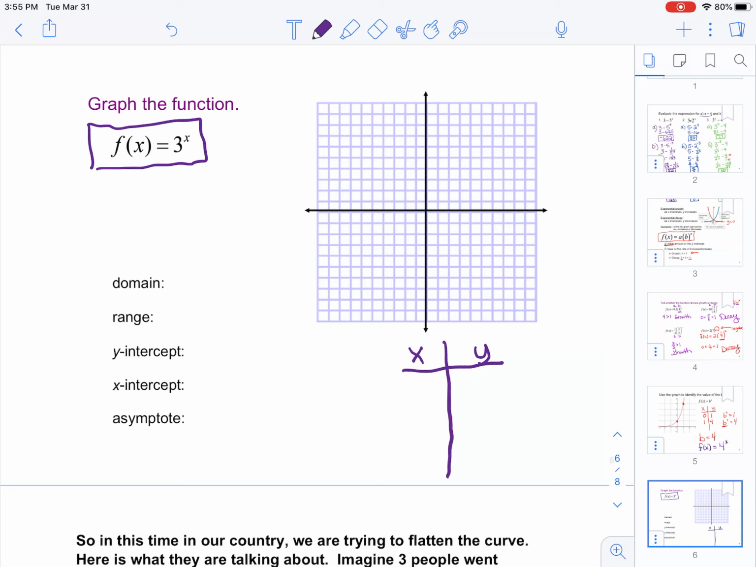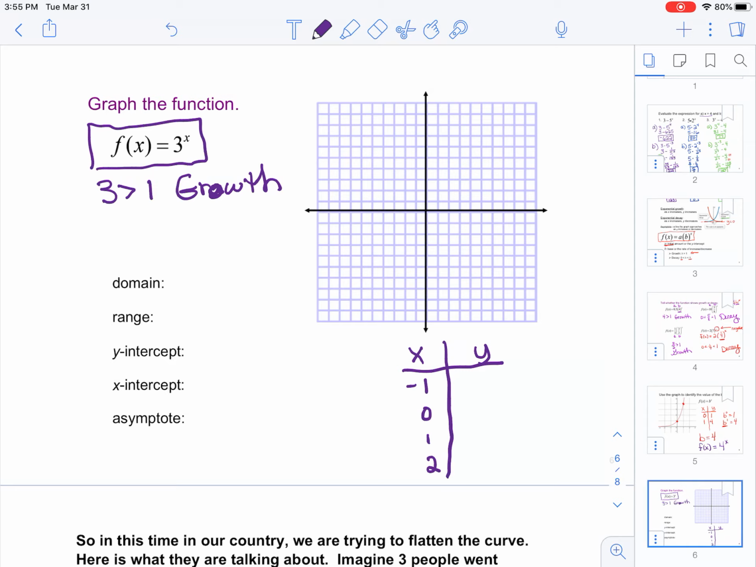And we're just going to put in some values. I'm going to put in -1, 0, 1, 2. And we can start off by asking, is this a growth or a decay? Well, what number has the exponent? The 3. Since 3 is greater than 1, this is going to be a growth graph. Growth. That's an O.